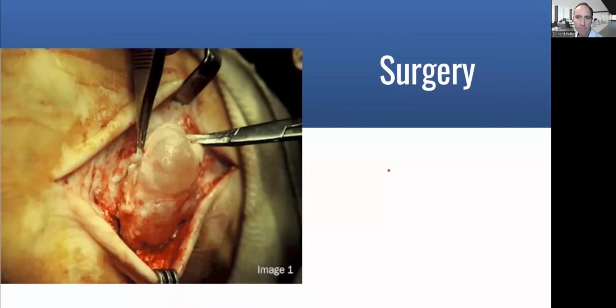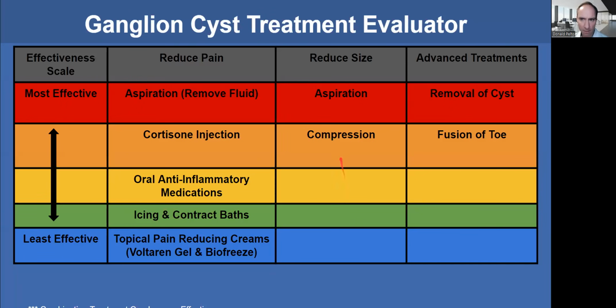Okay. And then surgery, sometimes we do remove it. There's a high chance of recurrence, but this is an example of a ganglion cyst removed. When I remove them, I always tend to pop the darn things, and it's kind of frustrating because you can get all this cyst stuff, and yet it's hard to find where the base is. But occasionally, if it's too big or if it's near a nerve or something that's really causing pain, you'll have to remove it. Here is my little treatment evaluator.